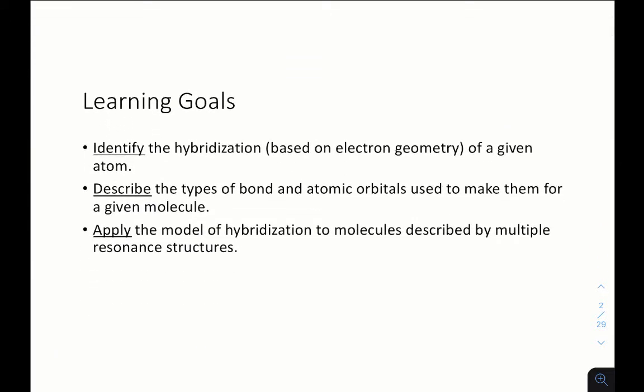After this lesson, you will be able to identify the hybridization based on the electron pair geometry of a given atom. You will be able to describe the types of bonds and atomic orbitals used to make them for a given molecule. You will be able to apply the model of hybridization to molecules described by multiple resonance structures. And certainly this final goal will be the most challenging, but we can do it.